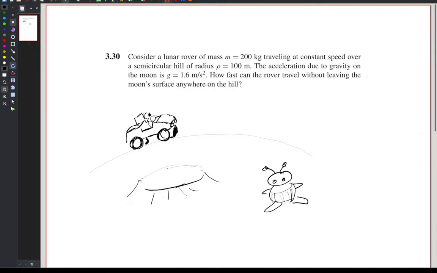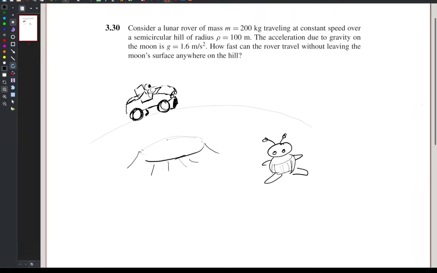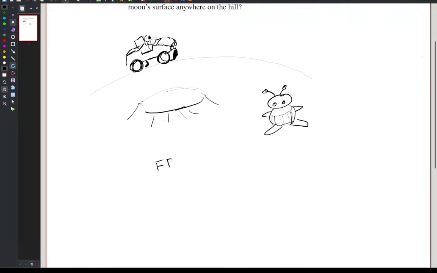Do we need to consider changes in angular momentum, or can we say that this is a point mass moving along a curve? Point mass is always easier, right? But is it enough information to get started? You can always try it, right? So we'll try a point mass. See if it gets us anywhere.